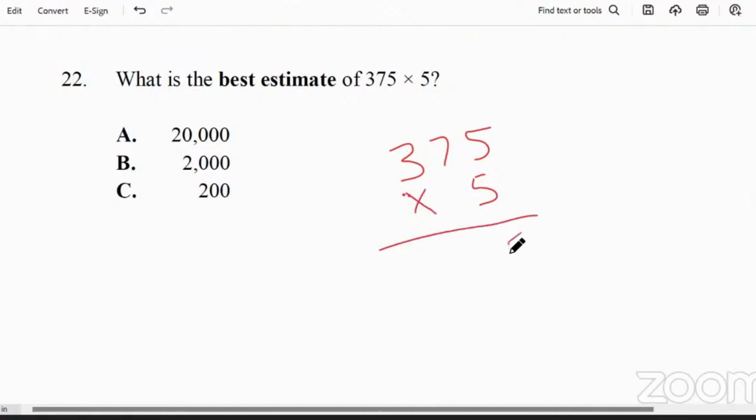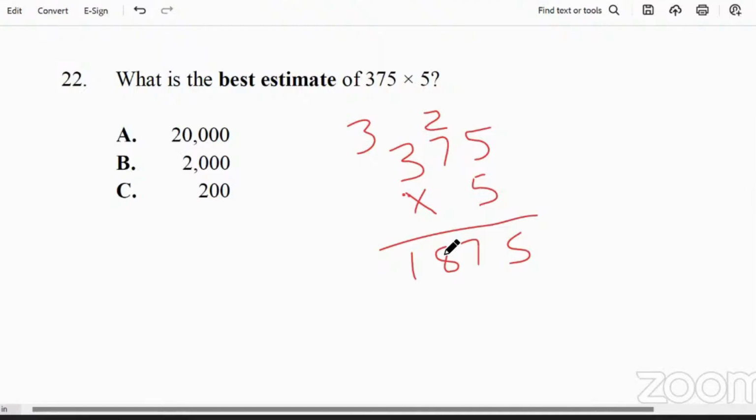5 times 5, that's 25. 5 times 7 is 35 plus 2, that's 37. 5 times 3, that's 15. 15 plus 3, that's 18. So we got a product of 1,875. So what's the best estimate?